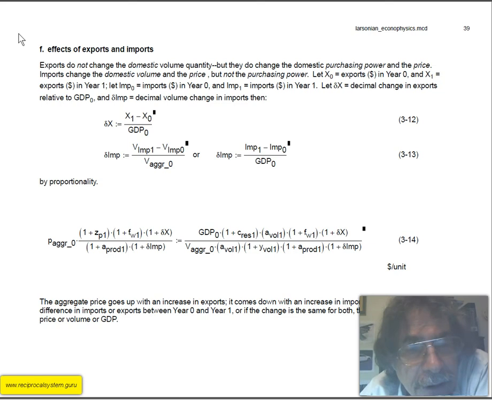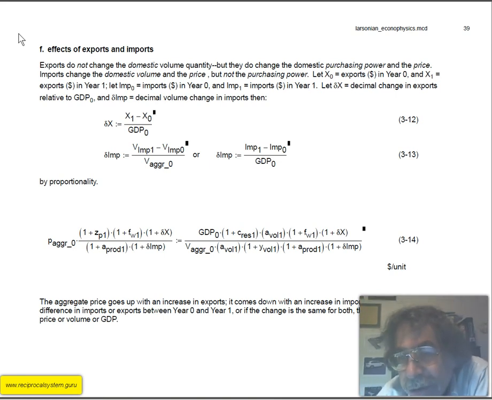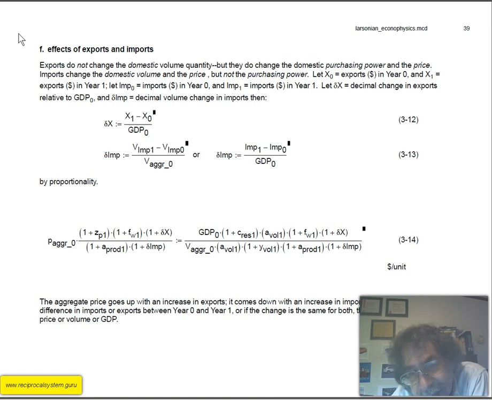All right, so now F, effects of exports and imports. Exports do not change the domestic volume quantity, but they do change the domestic purchasing power and the price. Imports change the domestic volume and the price, but not the purchasing power.